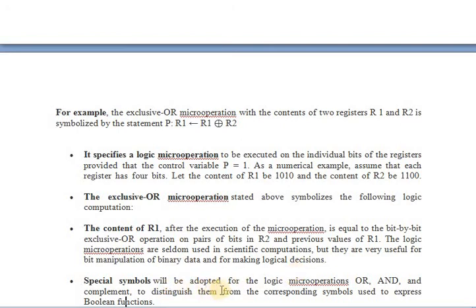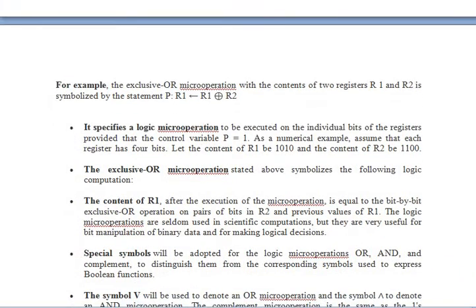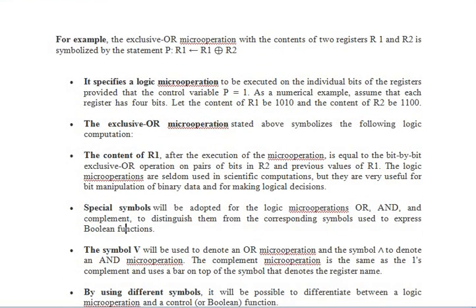Here, special symbols will be adopted for logical micro operations, that is for OR, AND, and complement, to distinguish them from the corresponding symbols used to express Boolean functions. See here, this is the important thing. The symbol, the Roman letter V, will be used to denote the OR operation. This symbol, an upward arrow-like symbol, will denote the AND operation. The complement operation is the same as the ones complement, used as a bar on the top of the symbol that denotes the register name.